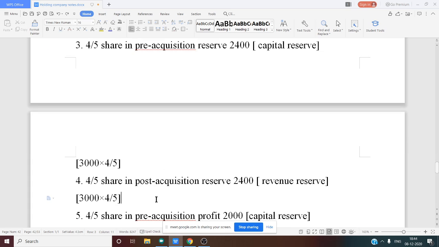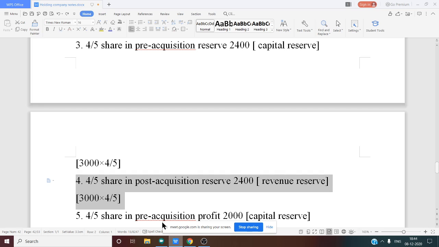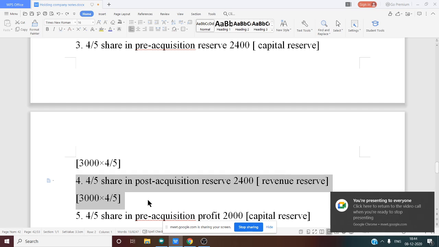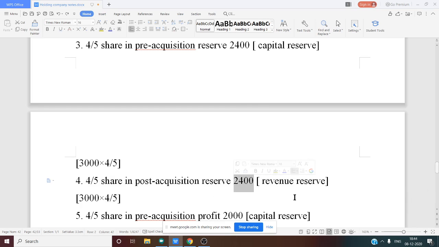Next we want the post-acquisition reserve. In this problem, both are similar, 3,000 and 3,000. So 3,000 into 4 by 5, again 2,400, becomes the post-acquisition reserve, revenue reserve. Why? Because the total reserve is 6,000 given in the balance sheet. So out of 6,000, 3 is pre, and the remaining 3 is post. Very clear. That is point number 4.